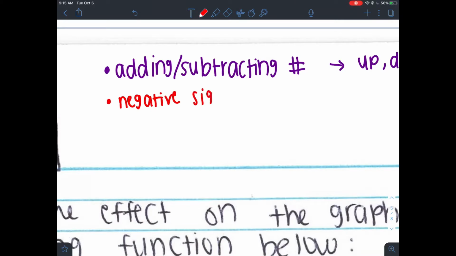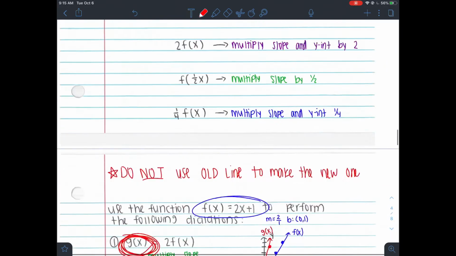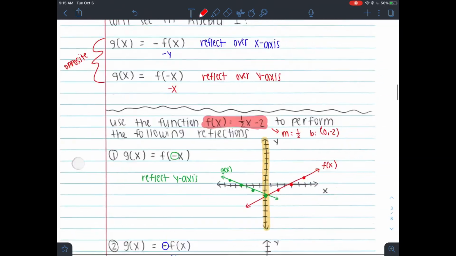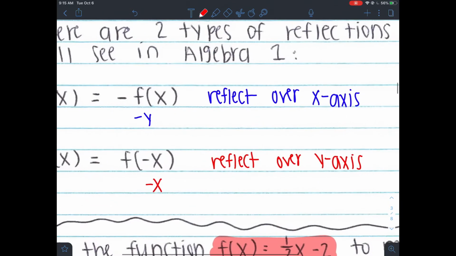Now, negative signs indicate to me that I'm going to have a reflection. So you know that a negative sign is going to give you a reflection. Now, a negative sign is its own thing. You should pretend like it's detached from the number. So if you see a negative, you have to automatically think reflection. Now, you have two types of reflections. You have a reflection over the x-axis and a reflection over the y-axis. The question is, when do you have which?